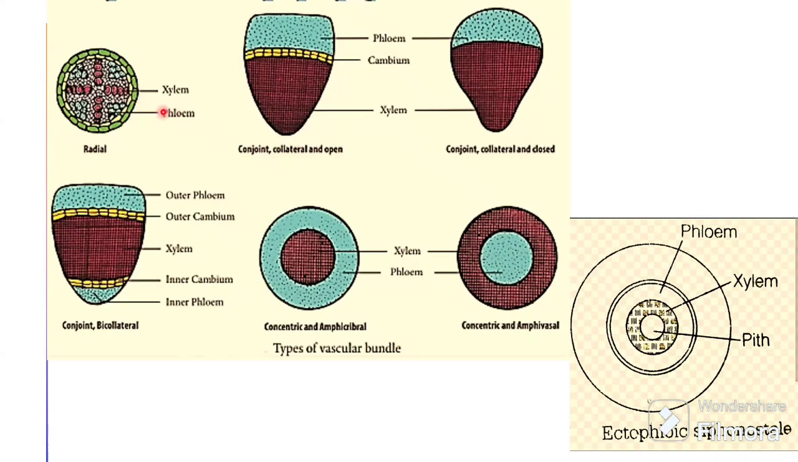Endarch vascular bundle means in xylem, protoxylem is present towards the inner side and metaxylem is present towards the outer side. If this is a xylem, you can see here that the smaller, young elements which are protoxylem are present towards the inner side and the mature metaxylem are present towards the outer side, which are the bigger elements. So this arrangement is called endarch arrangement, which is opposite to that of the root, which is called exarch, where protoxylem is present towards the outer side.